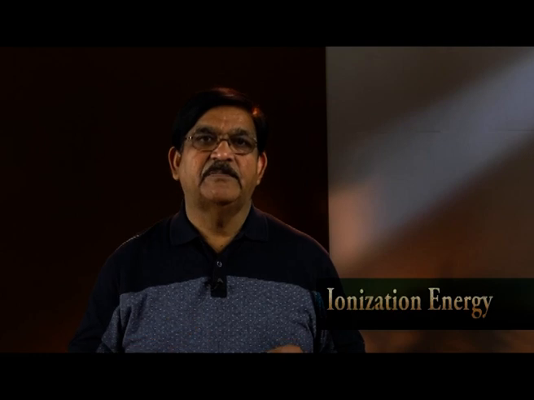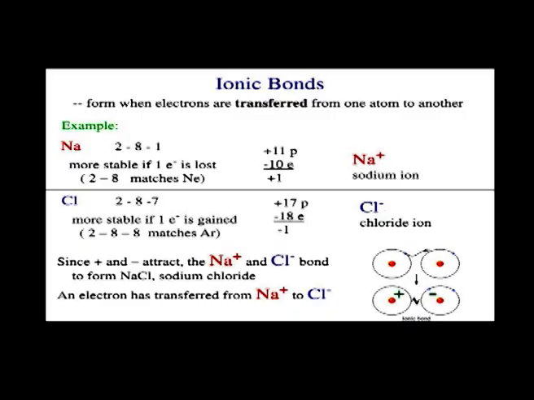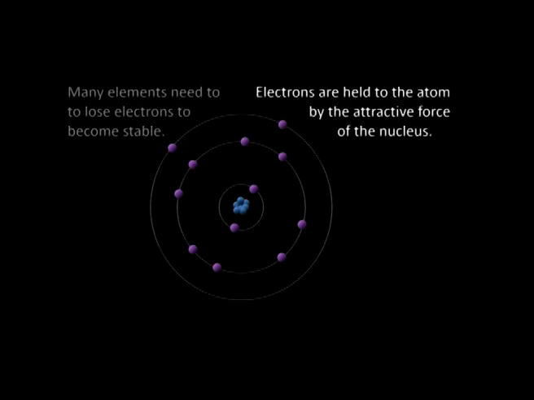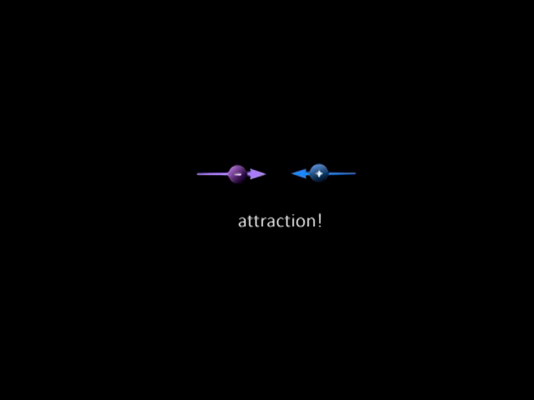Ionization energy. The ionization energy or ionization potential is the energy required to completely remove an electron from a gaseous atom or ion. The more tightly bound an electron is to the nucleus, the more difficult it will be to remove, and the higher its ionization energy will be.